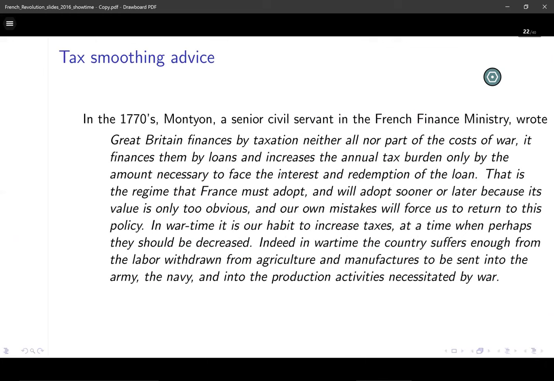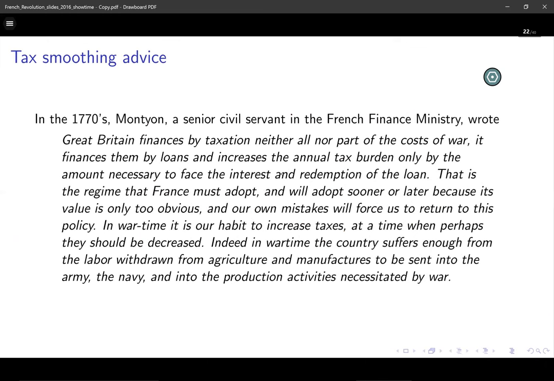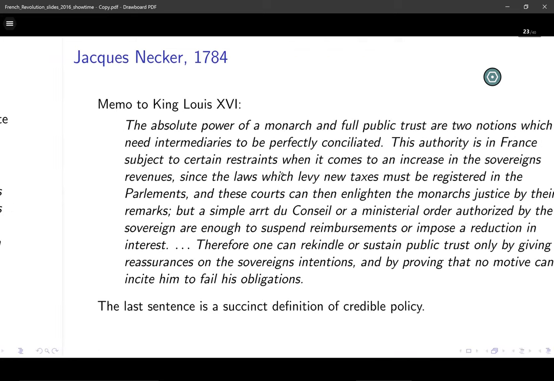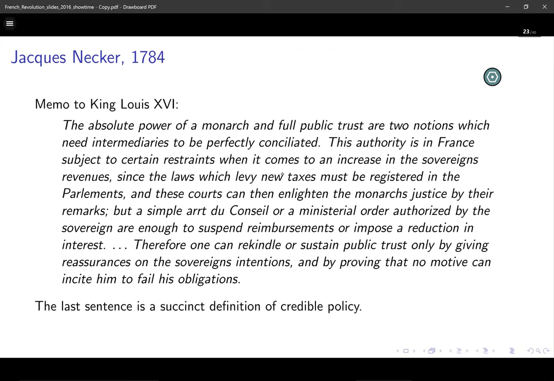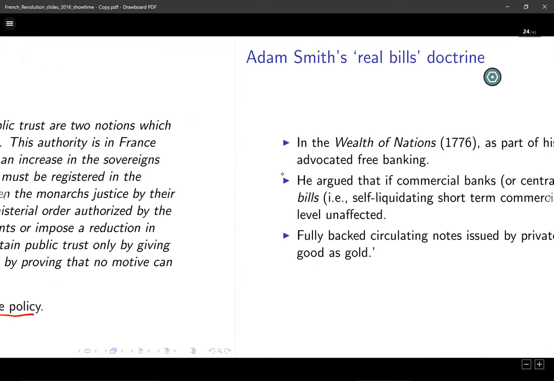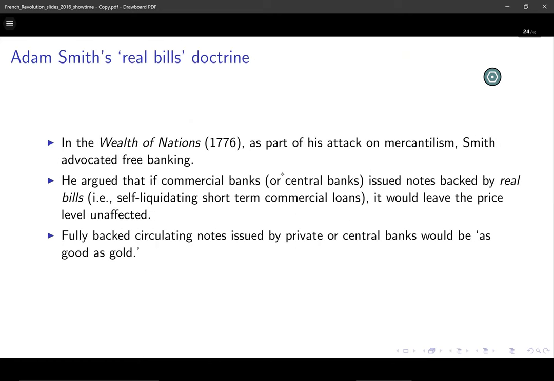Okay. So here's the tax. We're going to go back to the French Revolution. I told you they had some very sophisticated economic advisors. Here's one, and this was Barro tax smoothing, Gallatin tax smoothing, way before Barro. This was a very succinct definition of credible policy that we talked about. Okay, I have to tell you one more thing. And we saw a little bit about this last time.